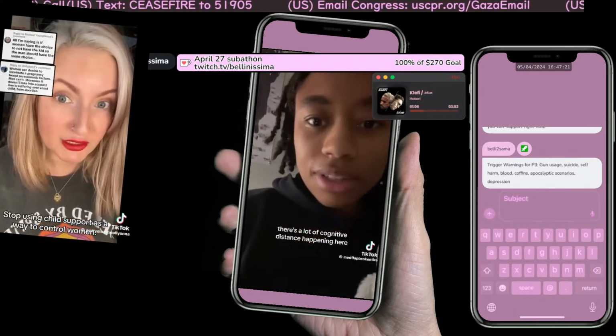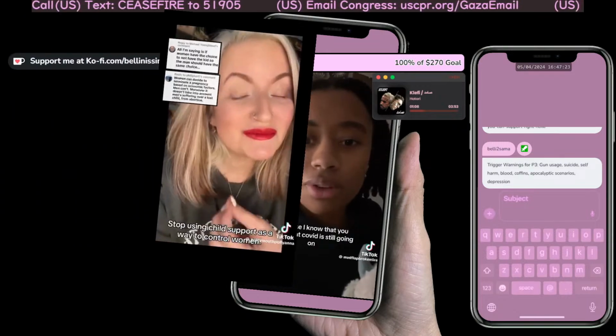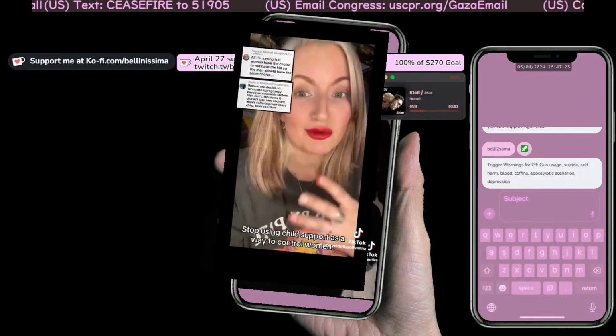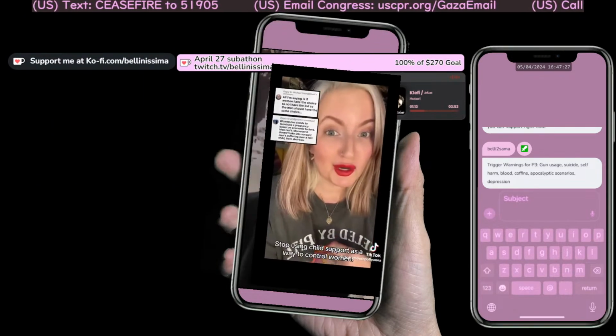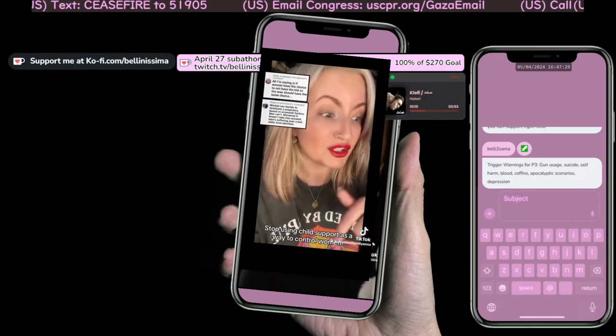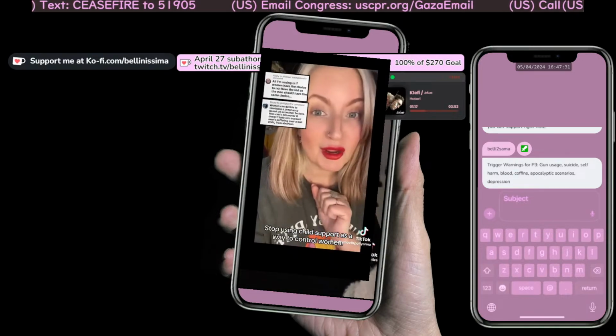There's a lot of cognitive dissonance happening here because I know that you know that COVID is still going on. I know that you know it's dangerous. I know you know it causes long COVID. But can you imagine getting long COVID right now in Gaza?